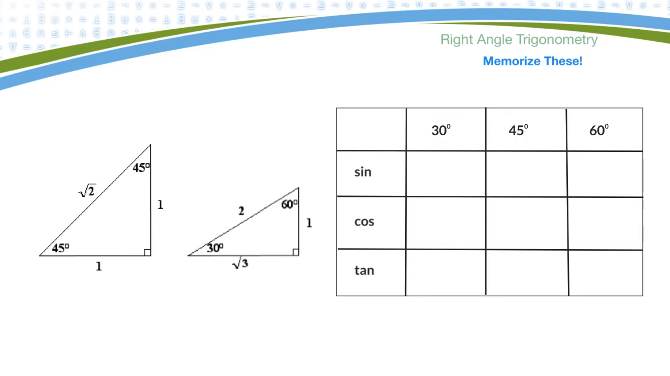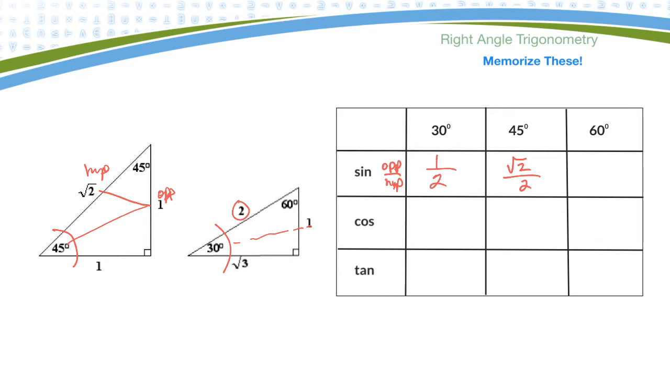And let me show you how you can get this table. So sine, I know, is opposite over hypotenuse. So over here, if I pick this angle, I'll pick 45 degrees. Then the sine ratio is going to be 1 over root 2, the opposite side over the hypotenuse side. Now when you rationalize that, it changes to root 2 over 2. The sine ratio, if you have a 30-degree angle, is the opposite side, 1, over the hypotenuse, which is 2.